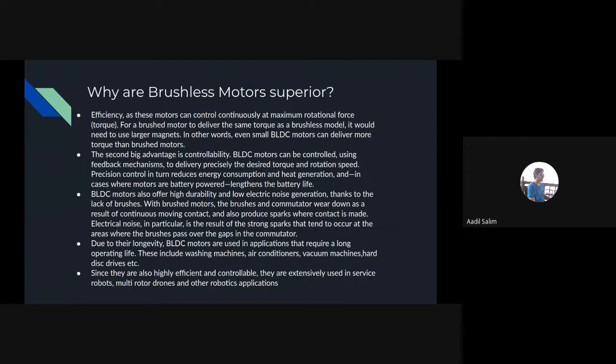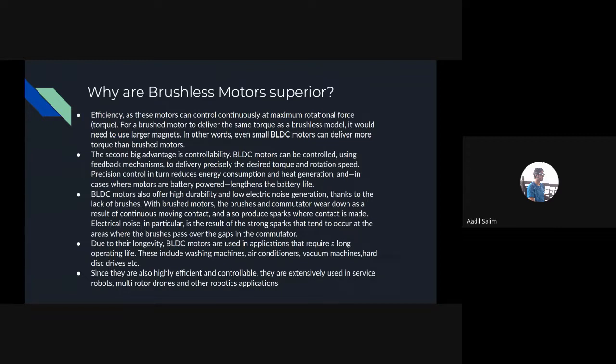There, to deliver the same torque, it would have to use larger magnets. In other words, a BLDC motor of a small size would deliver much more power than a brushed motor, which probably would be twice the size, would be bulky and not suitable for our application or requirement.